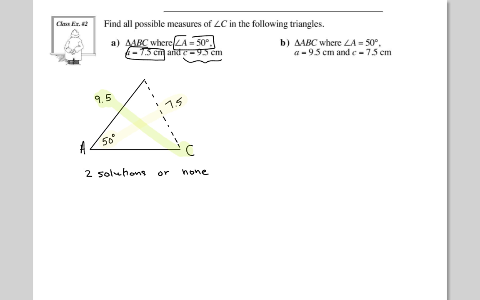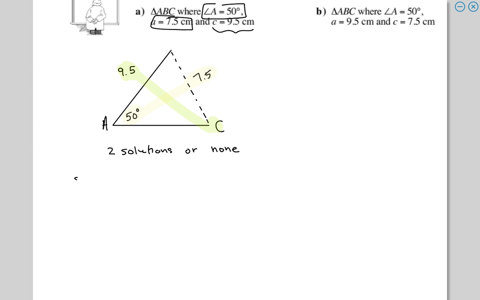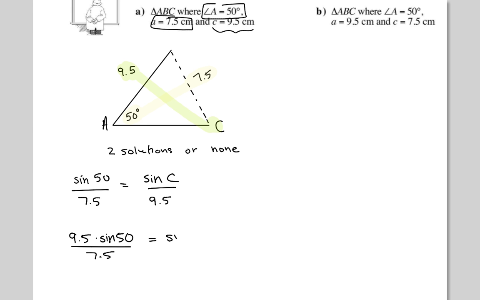Okay, so let's jump into the sine law. The math really is quite straightforward with these. So sine 50 goes with 7.5, and sine C goes with 9.5. I want to solve for sine C, so the 9.5 has got to move up top left. So 9.5 times the sine of 50 over 7.5 equals sine of C.